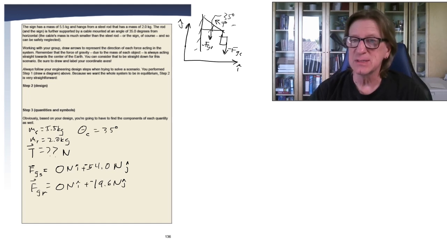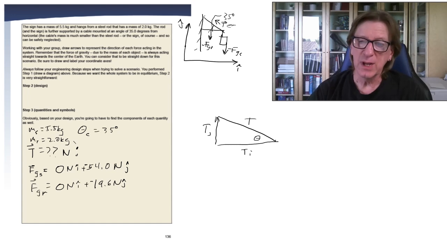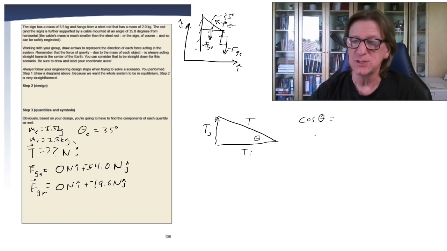I now need to break this last vector, the tension, into components, but I don't know the value of the tension. That's what I'm looking for. So let me make my triangle nice and big here so that we can see what we're doing. We know that this is theta, and we know that this is the t-j-hat component, and this is the t-i-hat component, and this is just t right here. So how would I get the i-hat component? That's the adjacent side. So cosine of theta is going to equal the adjacent over the hypotenuse, so ti over t. And then we solve that for ti, and so ti equals t cosine theta.